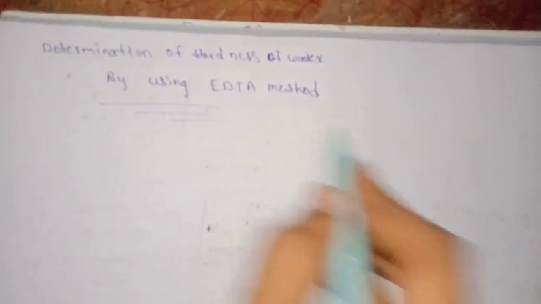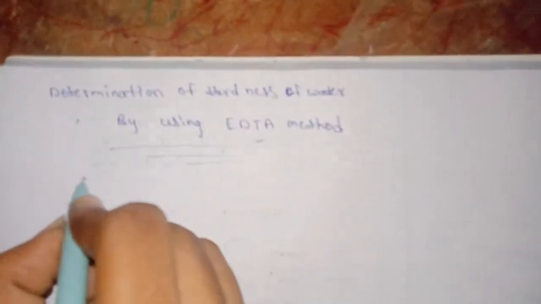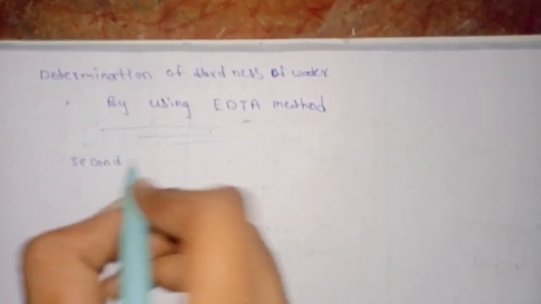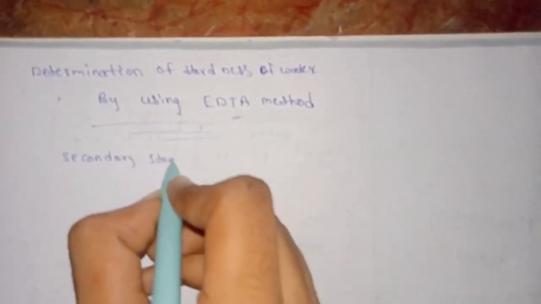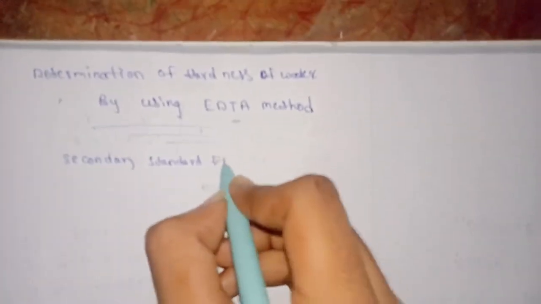Determination of hardness of water. How will we determine the hardness of the water? By using the EDTA method. Which EDTA will we use in this method? Secondary standard EDTA.